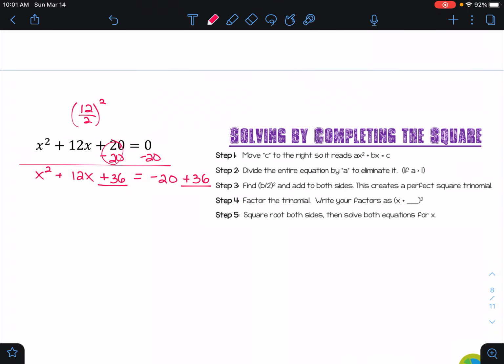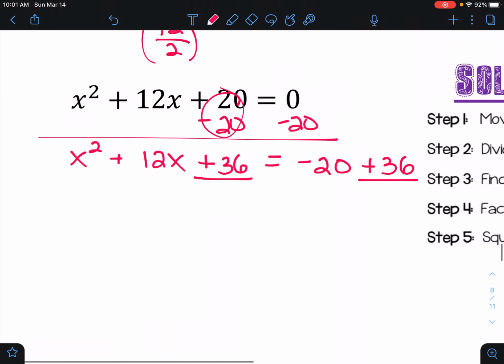Now you're going to factor the trinomial that you created. That's the perfect square trinomial. And then write your answer as x plus something squared. So when I factor this side, I know it's going to be x plus, the same thing, so the binomial will be the same. I'm going to use the shortcut version. This would be x plus 6 times x plus 6, or x plus 6 squared. And then this side over here, we're just going to say, what is negative 20 plus 36? That would give me 16.